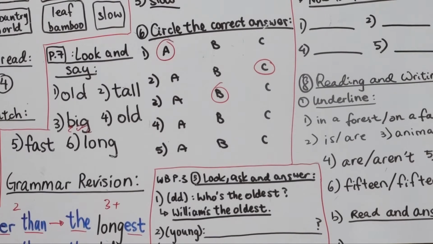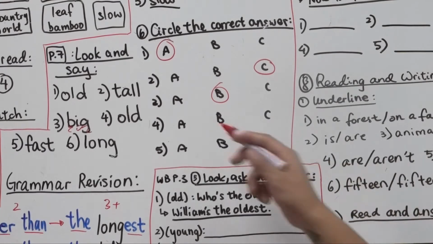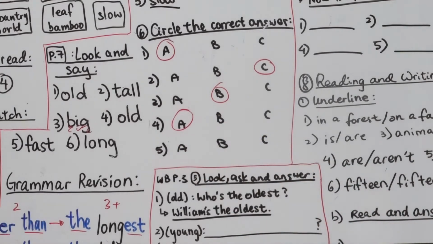Okay, question number 4. Which is the smallest? A, a spider, B, a duck, or C, a mouse? A. Right, spiders are very small, right? Sometimes you cannot see a spider. Very small. I can see the spider. Okay, that's good for you.